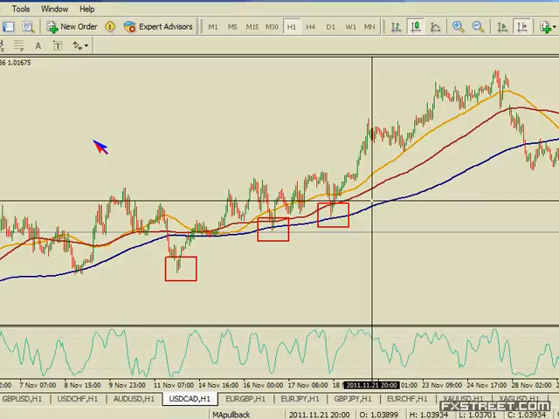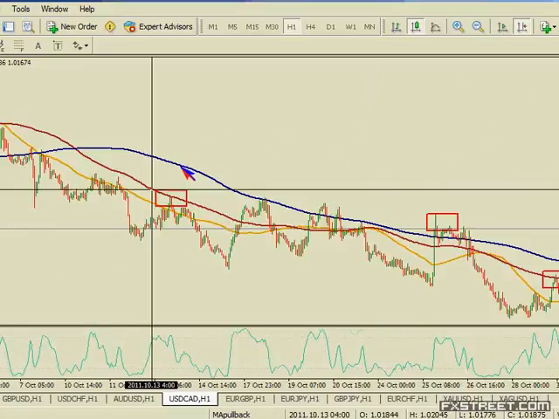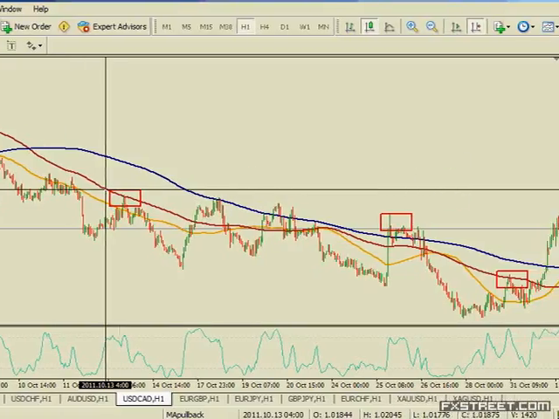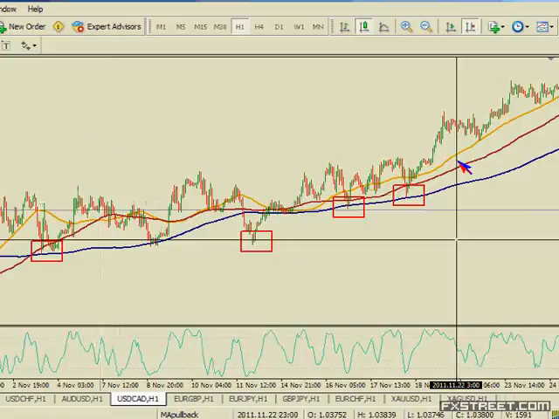A downtrend is simply the opposite. A downtrend is like so. 200 period on top, 100 below that, 50 below that. Okay? So let's just look at this first. The correct order in an uptrend.